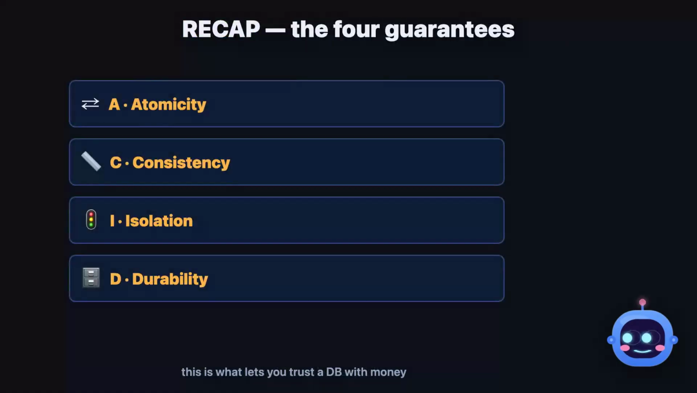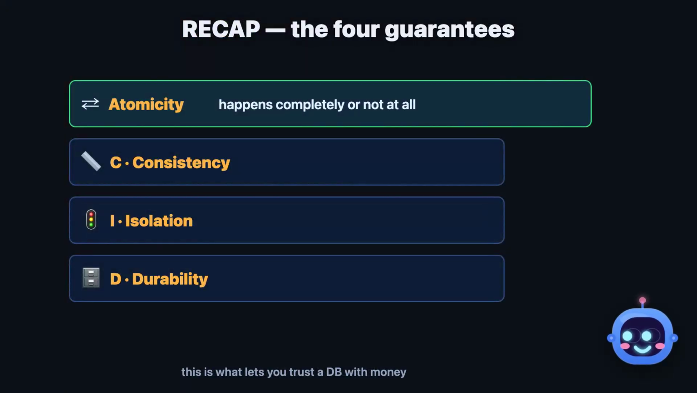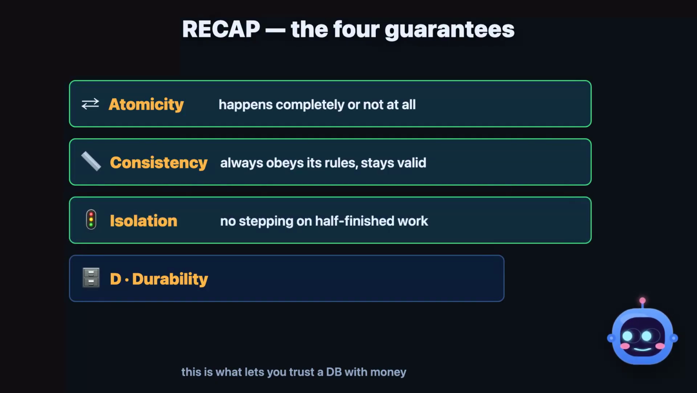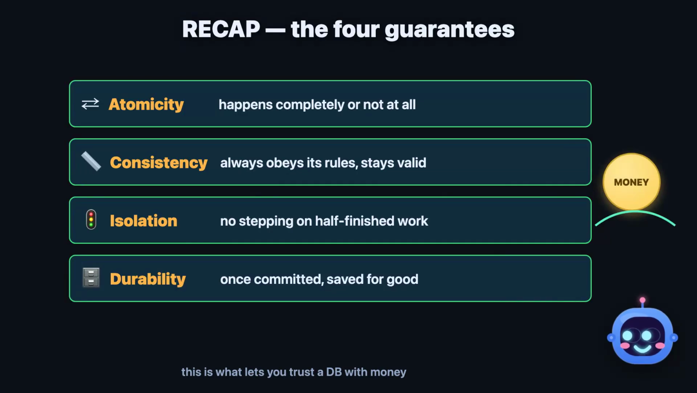So let's quickly recap all 4. Atomicity? A transaction happens completely or not at all. Consistency? The data always obeys its rules and stays valid. Isolation? Concurrent transactions don't step on each other's half-finished work. Durability? Once it's committed, it's saved for good.